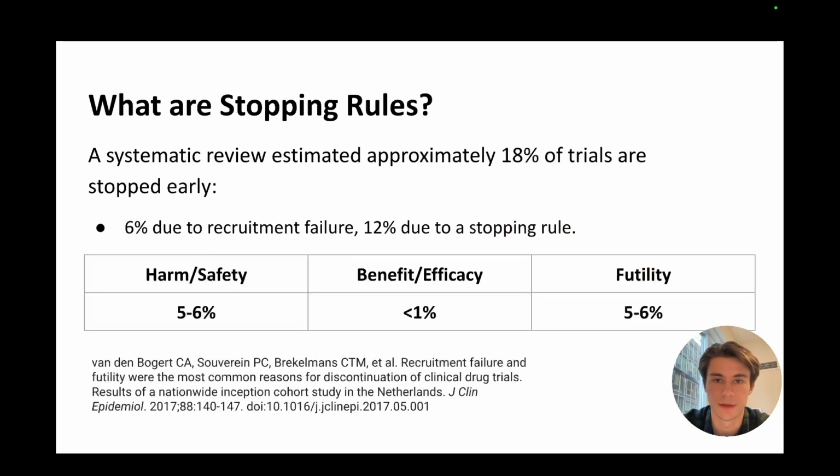A systematic review estimated that approximately 18% of trials are stopped early. 6% of these are due to a recruitment failure, but about 12% are due to a stopping rule. If you break that down further, about 5 to 6% are due to harm or safety reasons, less than 1% for benefit or efficacy reasons, and about 5 to 6% for futility reasons.